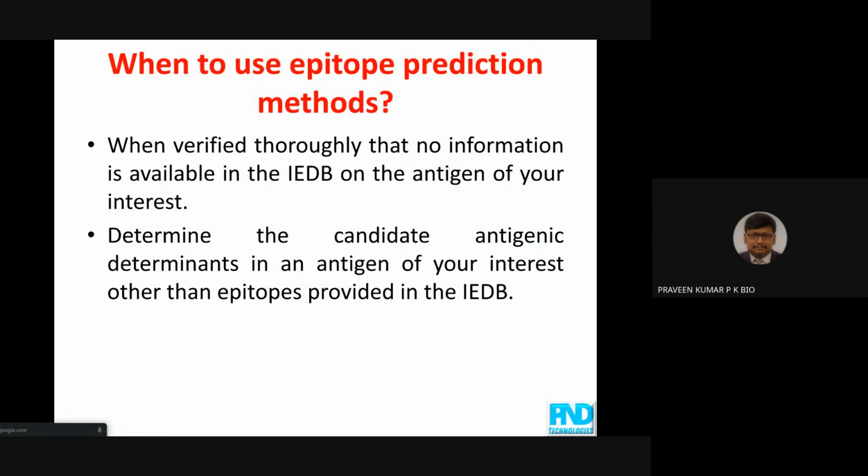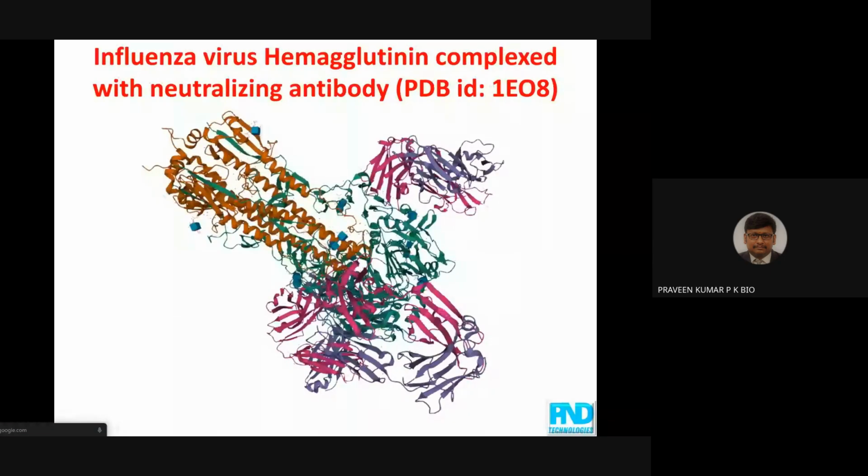When to use epitope prediction methods? When you have verified thoroughly that no information is available in the IEDB on the antigen of your interest. See, we already have deposited epitopes in the IEDB. Then why do we have to go with T cell epitope prediction methods or B cell epitope prediction methods? So this is what I'm giving you: determine the candidate antigenic determinants in an antigen of our interest other than the epitopes provided in the IEDB. For this purpose only, we are using the T cell epitope and B cell epitope tools.